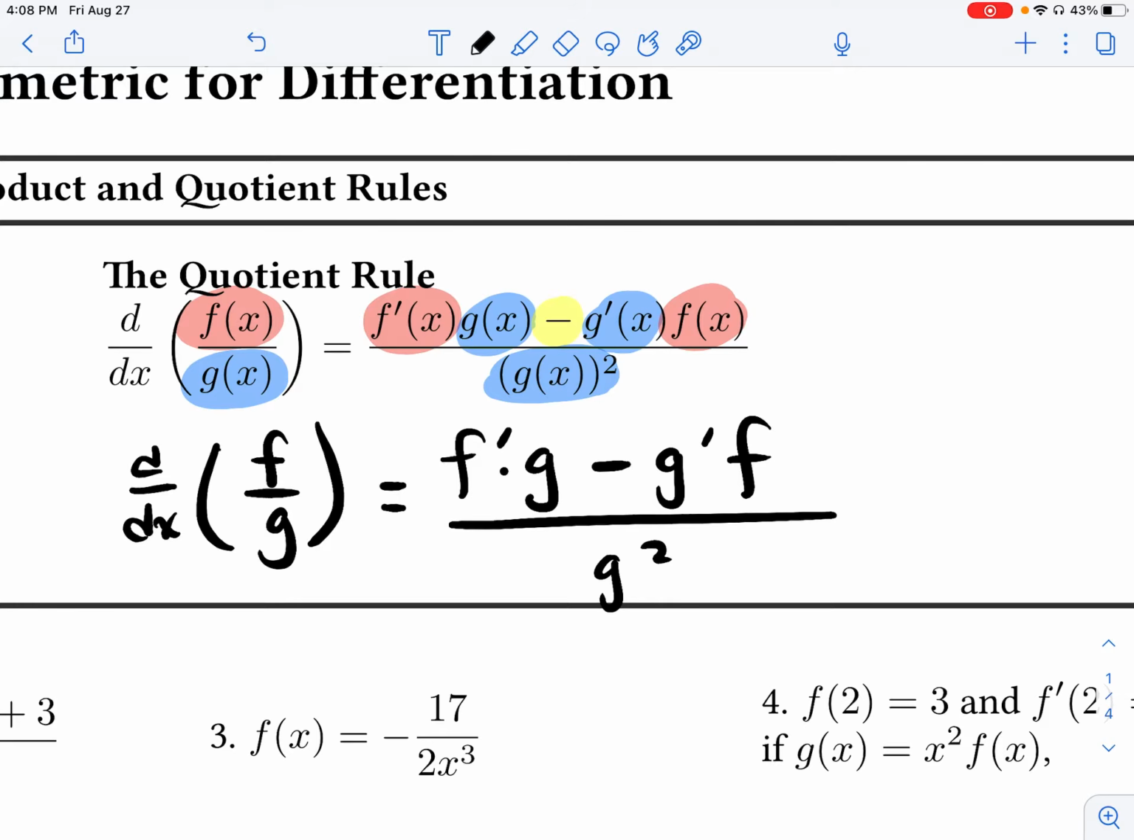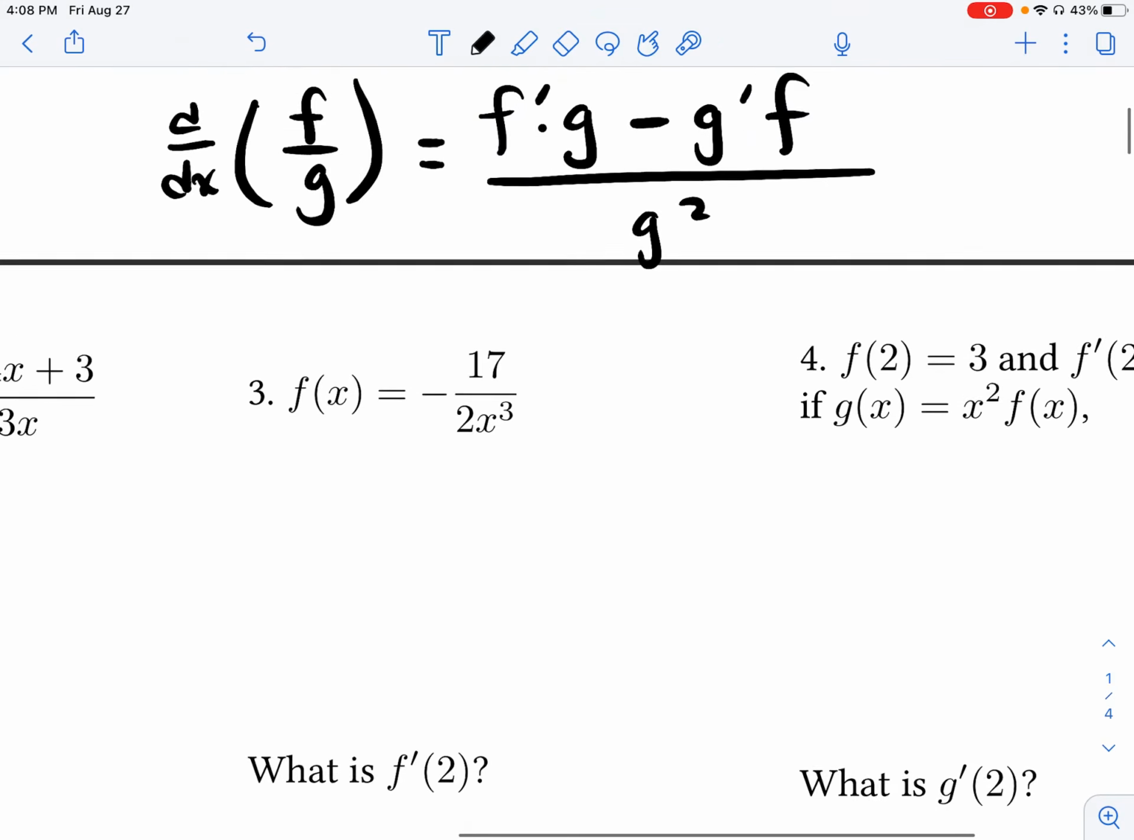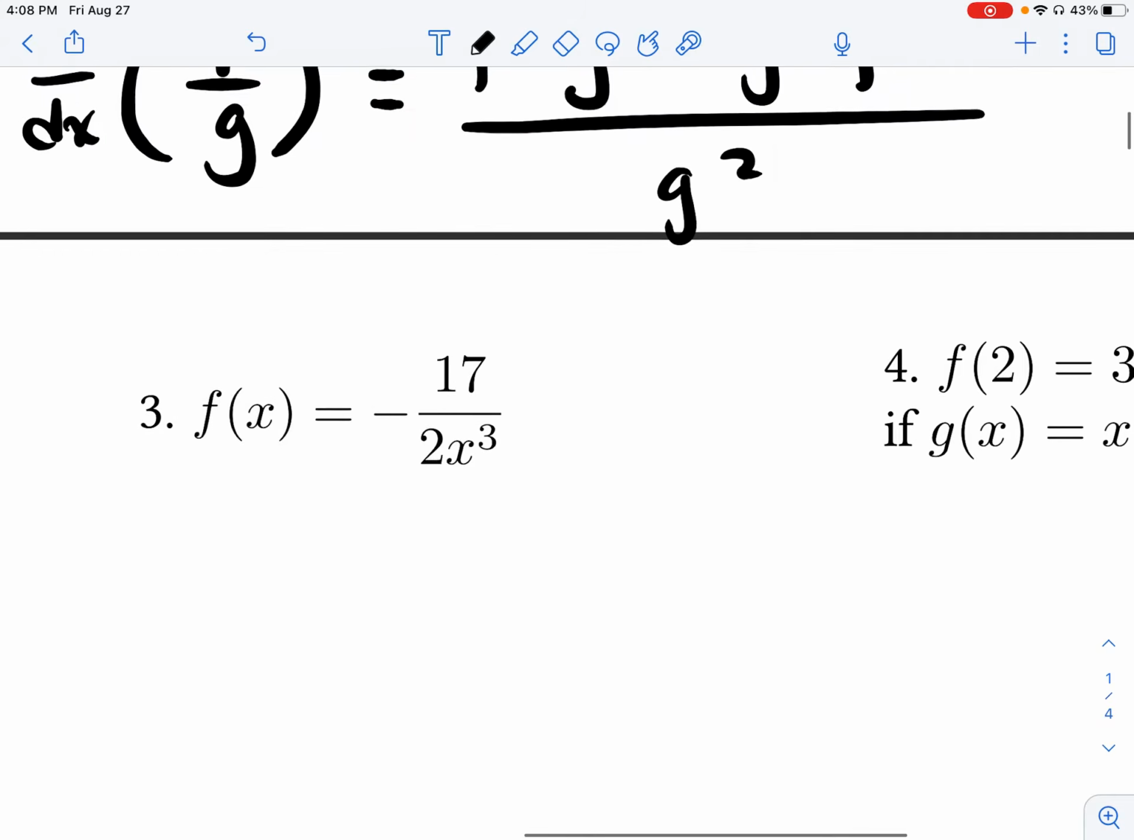Okay? So let's go ahead and try that in a problem here. Let's say number 3. I think number 3 might be a good one to start with, okay?